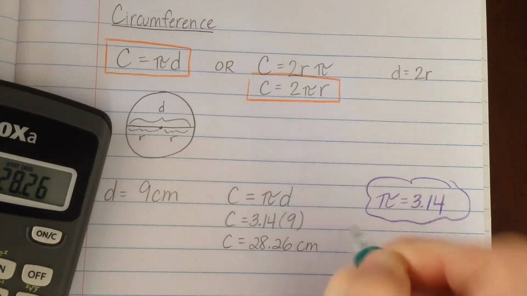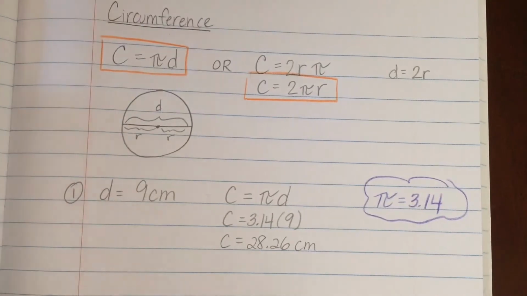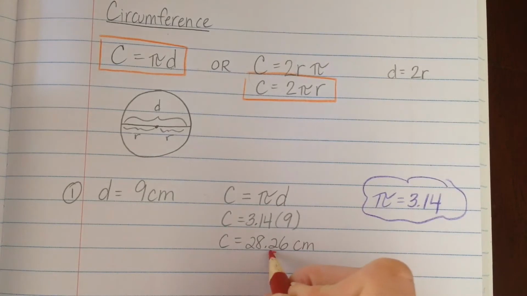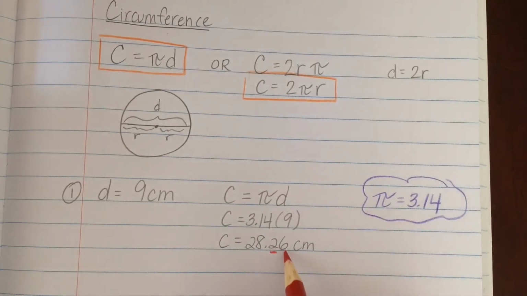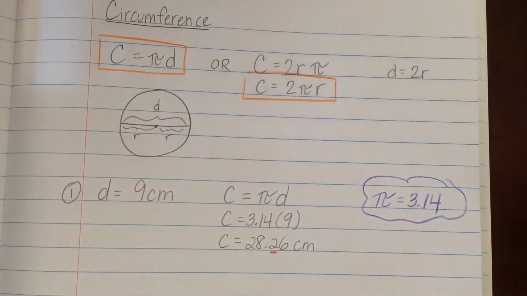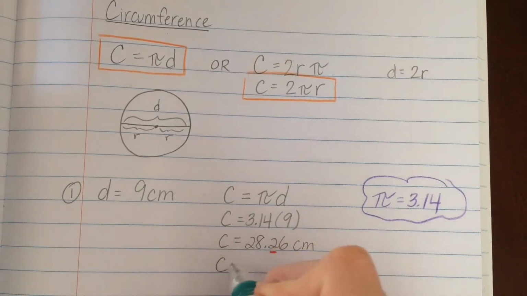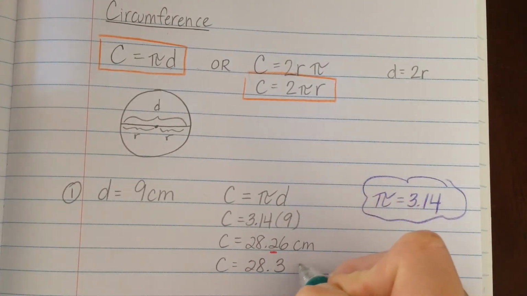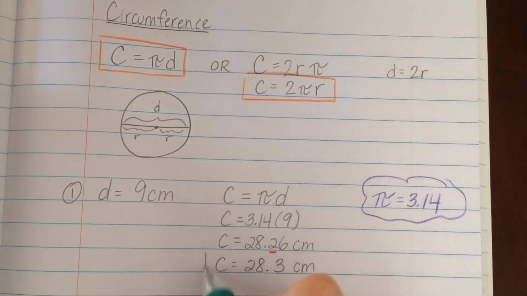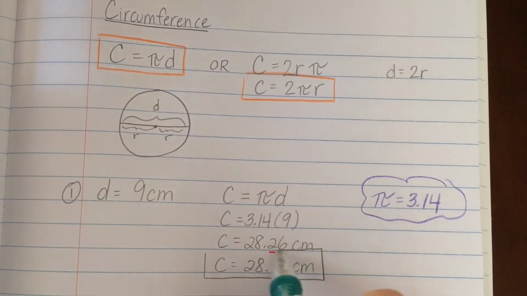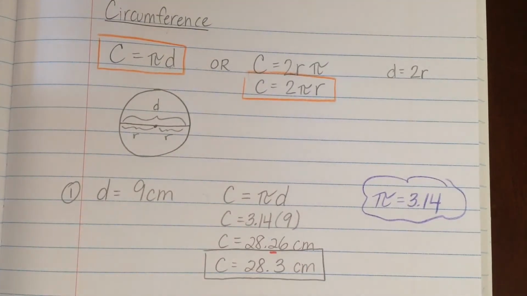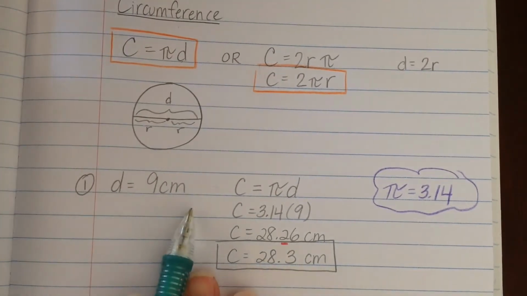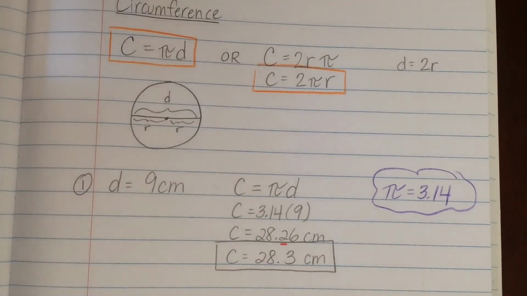And that is centimeters. Okay, if we want to round it to the nearest tenth, this is the tenth, so I look at this number here. Since it is a 6, I am going to round this up to a 3. So 28 and 3/10 of a centimeter is the circumference of a circle that has a diameter of 9 centimeters. Okay, so that is how you find circumference if you are given the diameter.